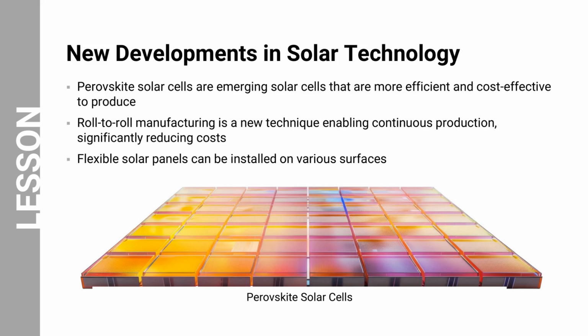New advances are changing how solar panels are made. Scientists have developed perovskite solar cells, which are both more efficient and cheaper to produce. A new manufacturing technique called roll-to-roll production allows for continuous panel creation, which helps reduce costs. Researchers are also creating flexible solar panels that could be installed on many different surfaces.